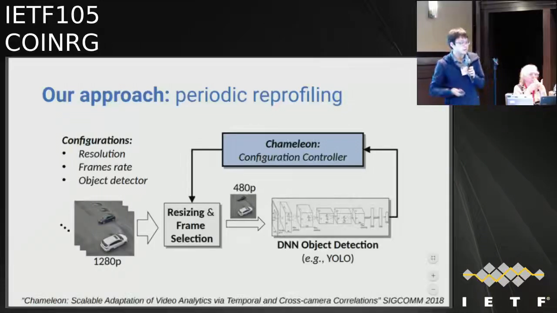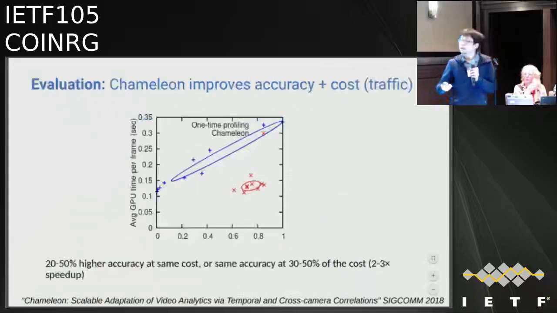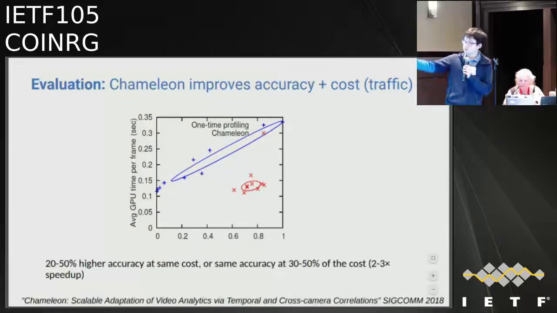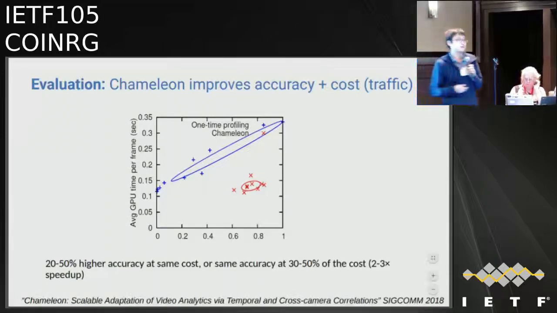I'm going to skip a lot of details here, but the upshot is you can achieve a lot of resource savings or a lot of accuracy improvement. This is one traffic video data set, and you can see the blue ones are profiling just once up front, where you don't change the configuration, and the red ones are the proposed method, where you're continuously re-profiling and updating the configuration. It lets us claim higher accuracy at the same cost, or the same accuracy at a very small fraction of the computing cost.